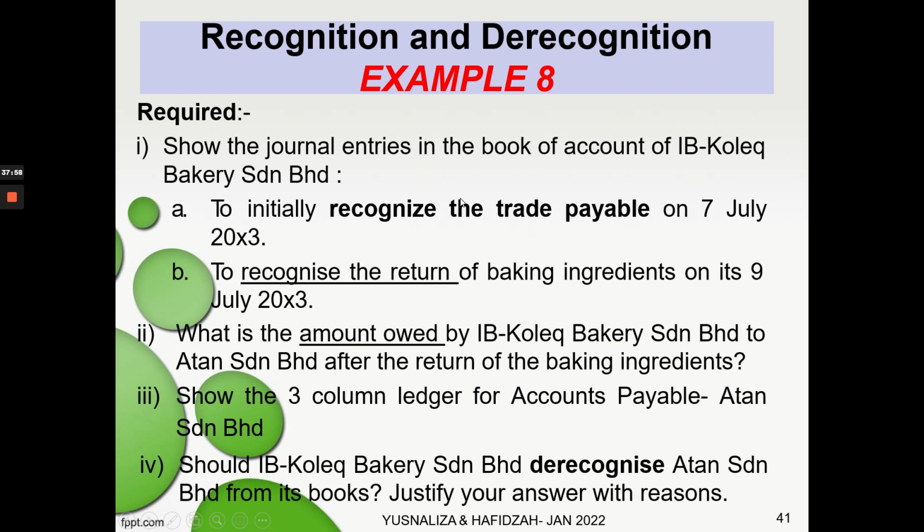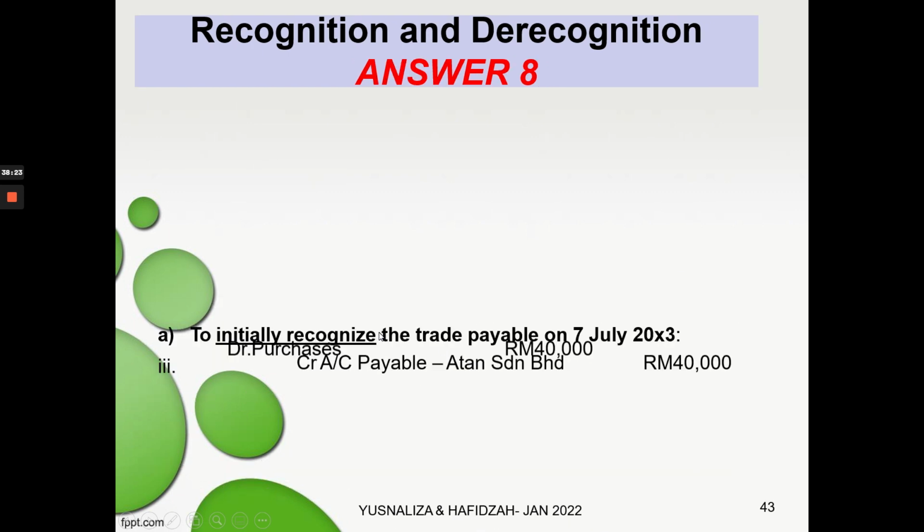So show the journal entries to recognize the trade payable on 7th of July, to recognize the return of the baking ingredient as return outwards, and what is the amount owed by IB Collect after the return of the baking ingredient. You have to show the 3-column ledger, and also to justify whether or not IB Collect should de-recognize Atan. You need to justify with reasons.